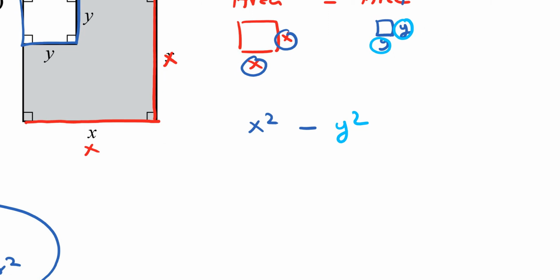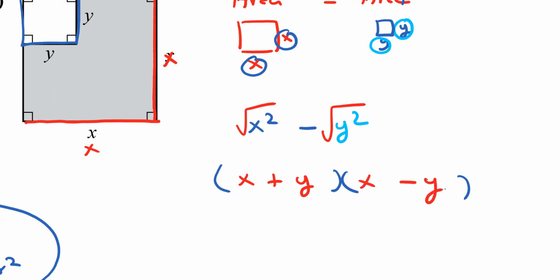And although this is correct so far, you need to factor this because this is a difference. You can use the difference of squares factoring technique on this one. So I need a plus sign and a minus sign. Square root that, I get x plus y and x minus y, and that's my final answer for that one.